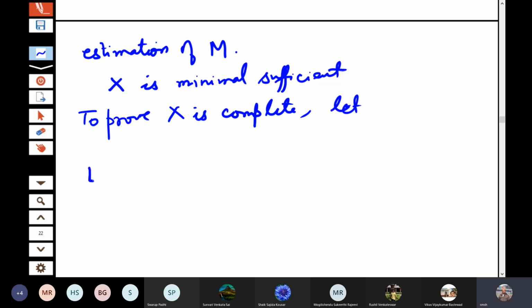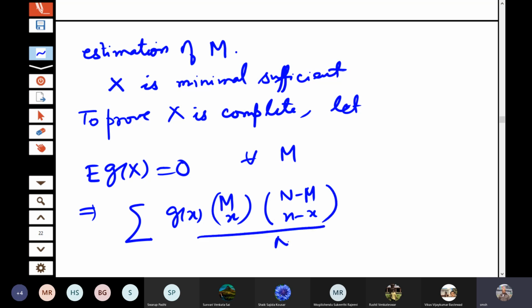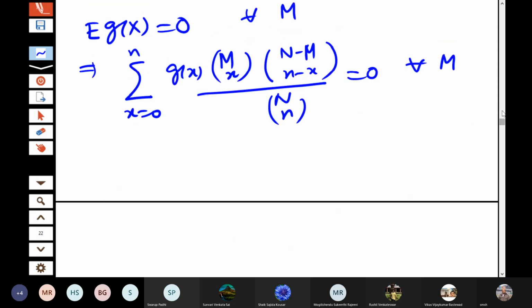Let us take, say, expectation of g(X) equal to 0. So this means the sum of g(x) times MCx times (N minus M)C(n minus x) divided by NCn, for x equal to 0 to n, is 0 for all M. Now here you see I can remove this NCn because it is non-negative, I can just cancel it out. So you are left with g(x) into these combinations, MCx and (N minus M)C(n minus x).